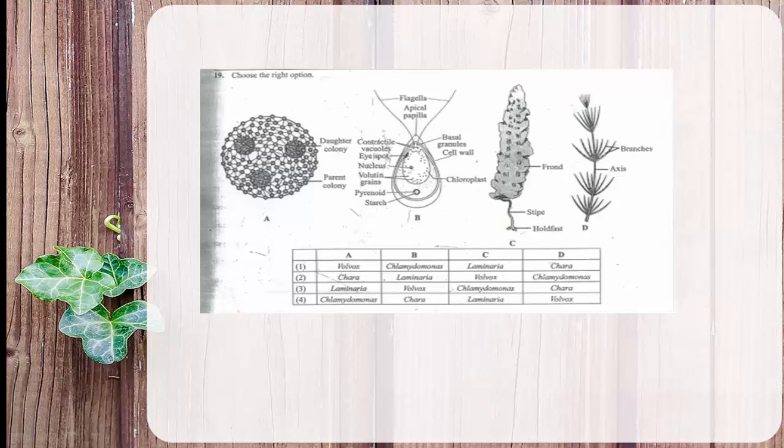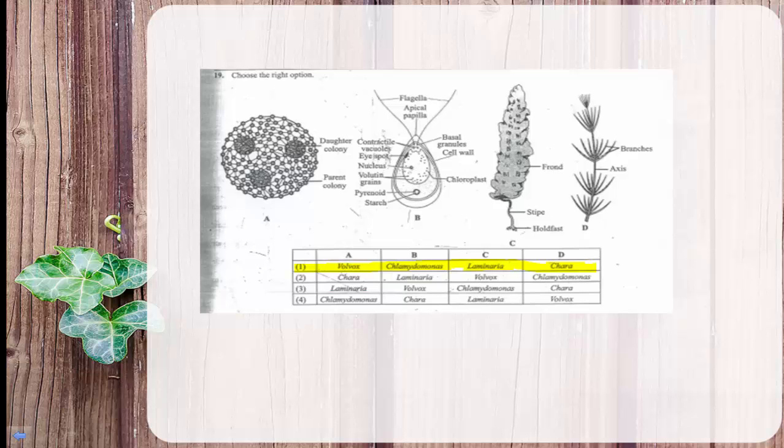Then moving to the next question. Yes, some images of algal members are given, and again the images are from the NCERT text only. What do these images represent? A is Volvox, B is Chlamydomonas, C is Laminaria, and D is Chara. So the correct option for this question is option 1.